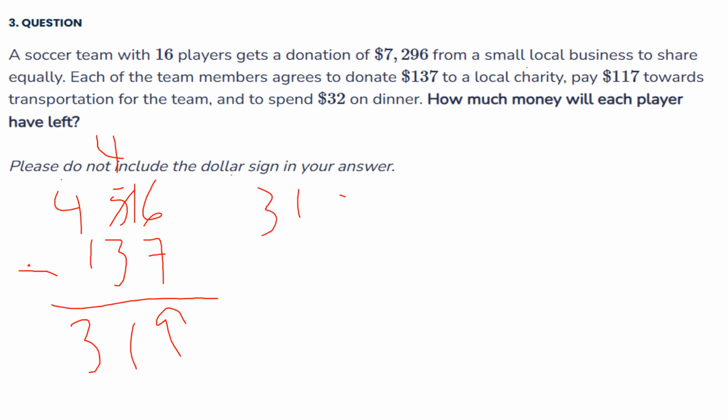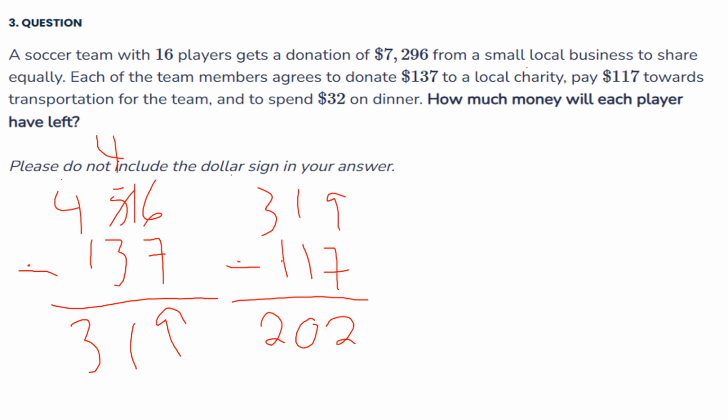Each team member does agree to pay $117 towards transportation, so we just subtract 117 from 319. 9 minus 7 is 2. 1 minus 1 is 0. 3 minus 1 is 2. All right, so after they made a donation to the local charity and paid for the transportation for the team, they have $202 left. And then each team member agreed to pay $32 for dinner.